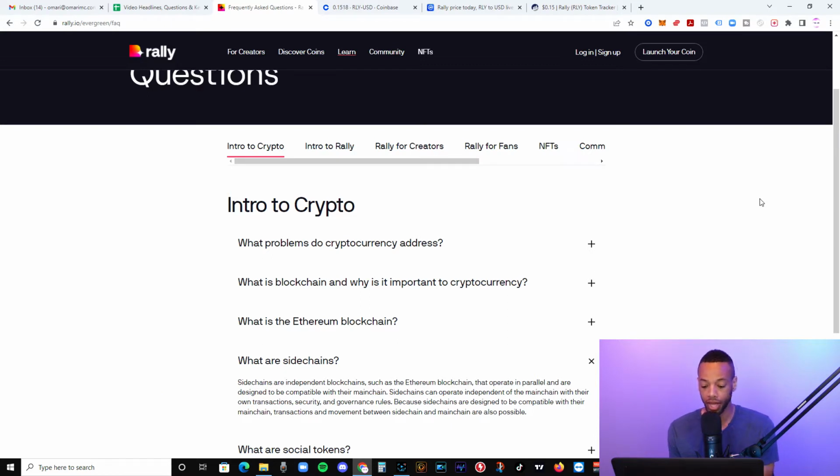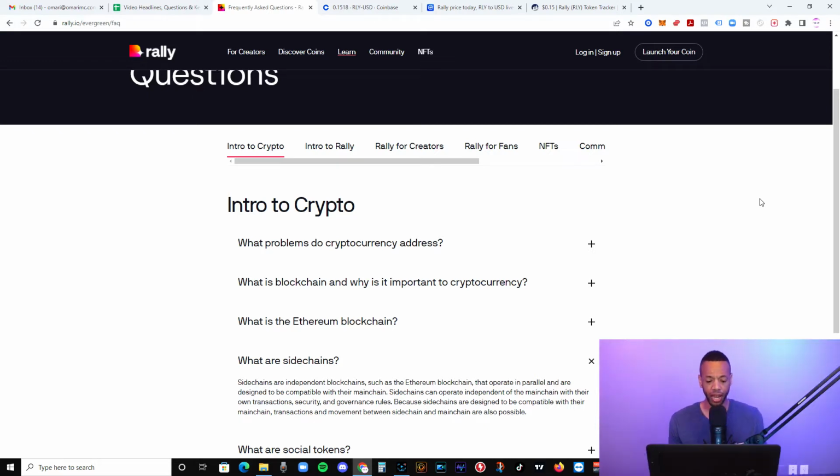Sometimes you'll hear it said, sidechains can operate independent of the main chain with their own transaction, security, and governance rules. Because sidechains are designed to be compatible with their main chain, transactions and movement between sidechain and main chain are also possible. All right, let's break this down.